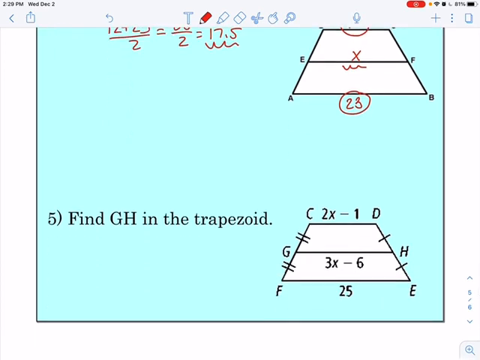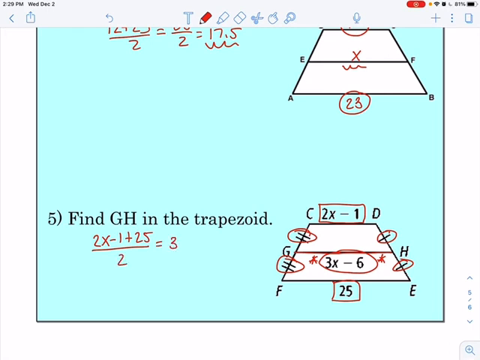Okay, and number 5, the last problem for today, we want to find GH in that trapezoid. So again, this is GH. And I know that GH is a mid-segment. Why? Because you have these hash marks showing that they're marked congruent. So if I take CD and add FE to it and divide by 2, it's going to have to give me back this 3x minus 6. So we'll do 2x minus 1 plus 25, divide that all by 2, and when I do that, I have to get the mid-segment, which is 3x minus 6.